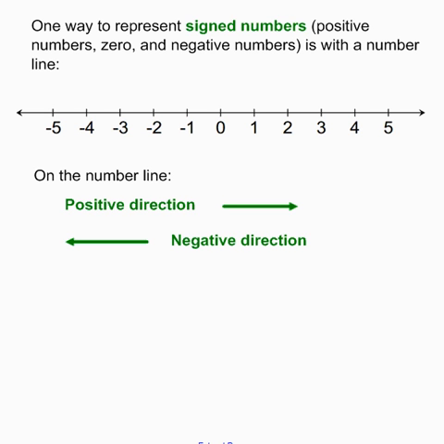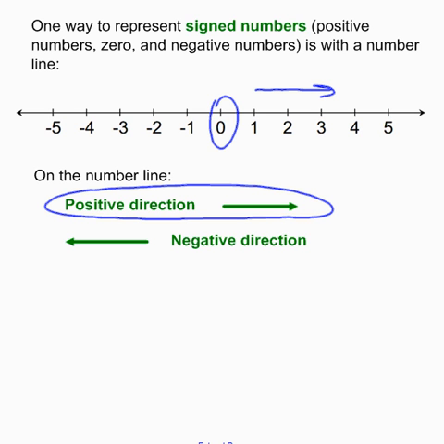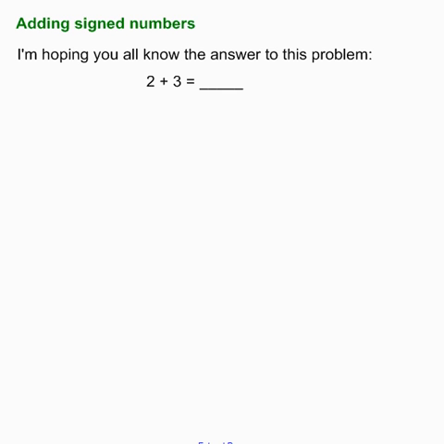One way to represent signed numbers, and the way we're going to do it for now, is to put them on a number line. This number line has a 0 in the middle, and then in this direction are the positive numbers. The positive direction goes to the right of 0, and then in this direction are the negative numbers. We call that the negative direction on the number line. We're going to use this number line to think about adding and subtracting signed numbers.